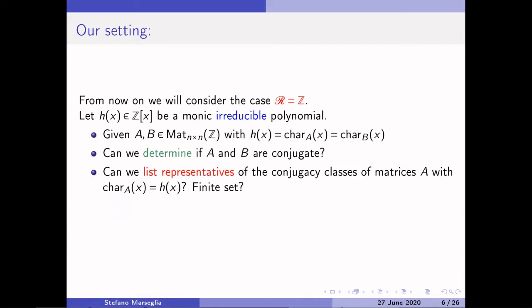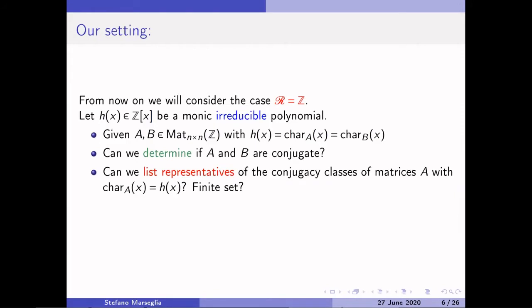And now, given two n times n matrices, where n is the degree of the polynomial with integer coefficients, and we require also that they have the same characteristic polynomial, can we determine if A and B are conjugate? And second question, can we list representatives of the conjugacy classes of matrices with that characteristic polynomial? And also, is this a finite set?